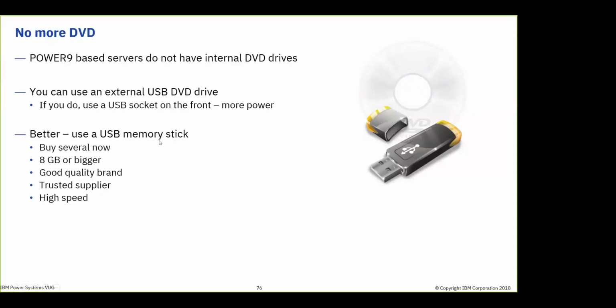But it's better these days generally to use USB memory sticks. We do suggest that you buy several of them. You may not be allowed to use them at all, in which case, okay, game over. But if you are allowed to use them, it's always useful to have a few spares. 8 gigabytes or bigger. The last time I bought USB memory sticks about a month ago, 16 gigabyte ones were 2 pence cheaper than 8 gigabyte ones. So I went for the 16s, but buy fast ones, buy good quality ones, buy them from a trusted manufacturer and, importantly, a trusted supplier.